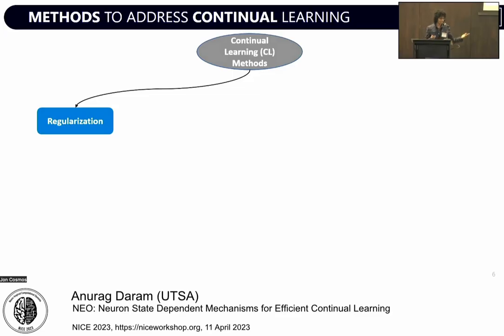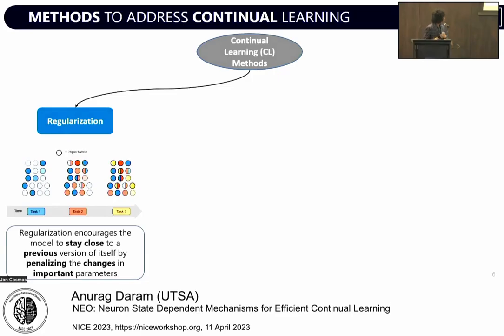Namely, first is regularization. In these kinds of approaches, we first identify the important parameters, which can be weights or synapses, and then the changes to these important parameters are heavily penalized. What this ensures is that it preserves the previously learned knowledge or information.